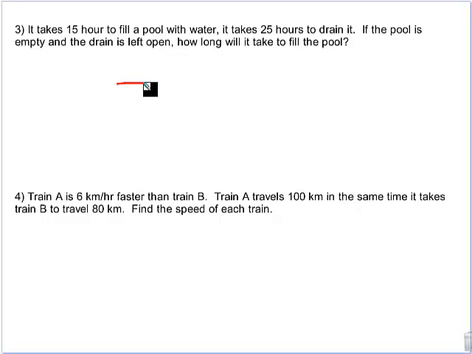So to fill the pool, what's the rate to fill the pool? 15 hours. What's the rate to drain the pool? 25 hours. They're working against each other, so we put a minus sign in between. And we want to find out how long it's going to take. So we'll make the numerators both x. Yep, it takes longer to drain than to fill. It's a small drain.